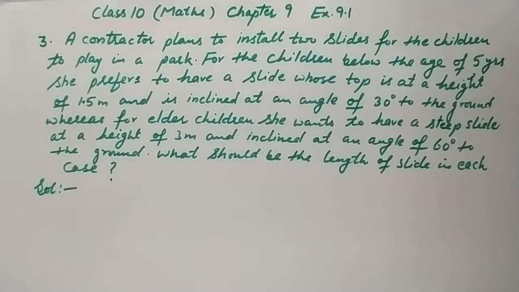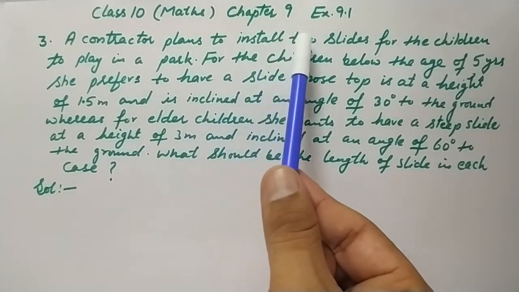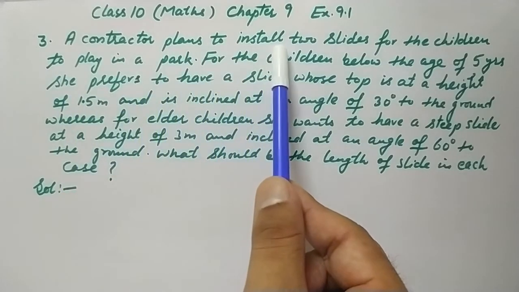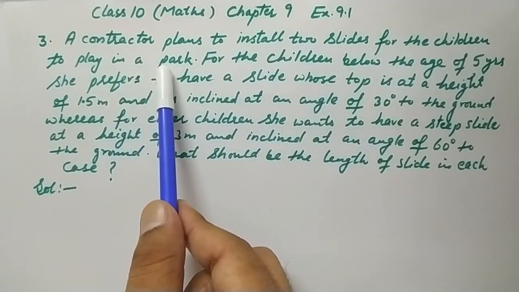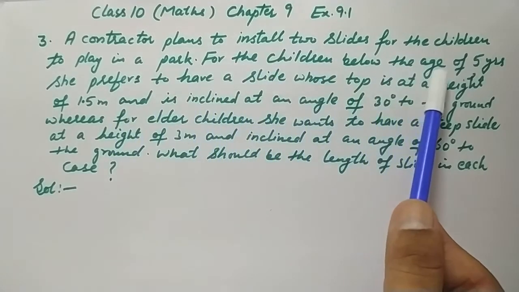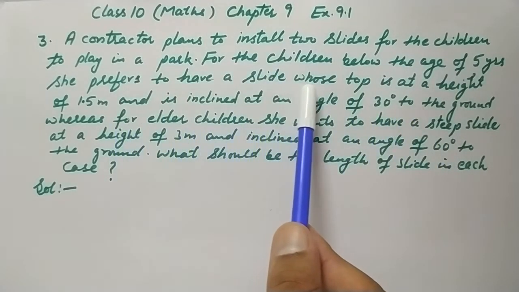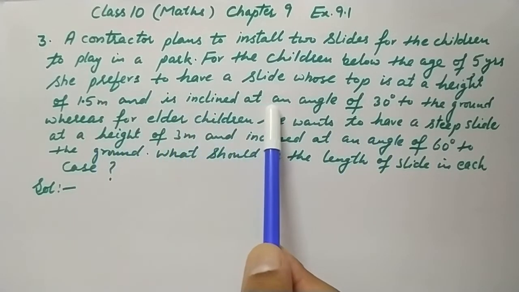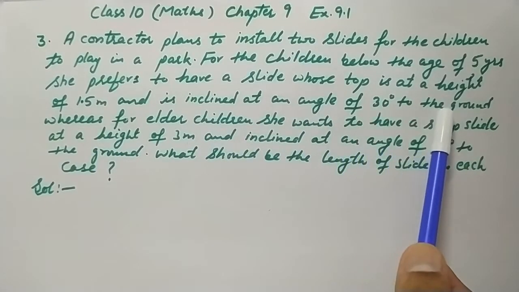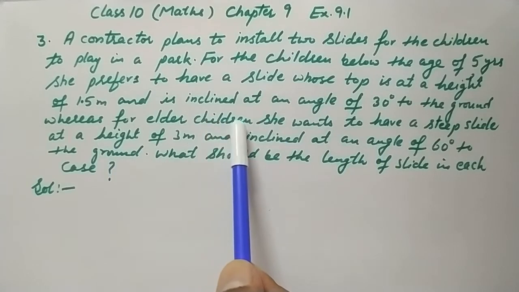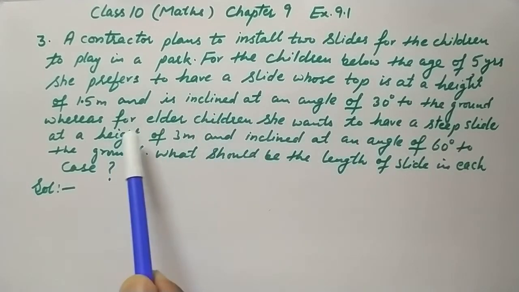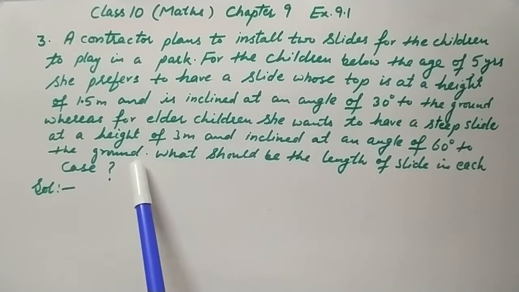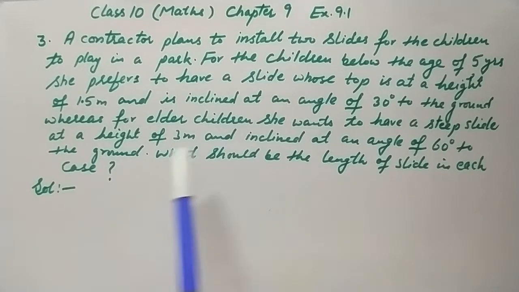Now let's solve this question, taken from class 10 chapter 9 exercise 9.1, and the third question is: a contractor plans to install 2 slides for the children to play in a park. For the children below the age of 5 years, she prefers to have a slide whose top is at a height of 1.5 meter and is inclined at an angle of 30 degree with the ground. Whereas for elder children, she wants to have a steep slide at a height of 3 meter and inclined at an angle of 60 degree to the ground. What should be the length of slide in each case?